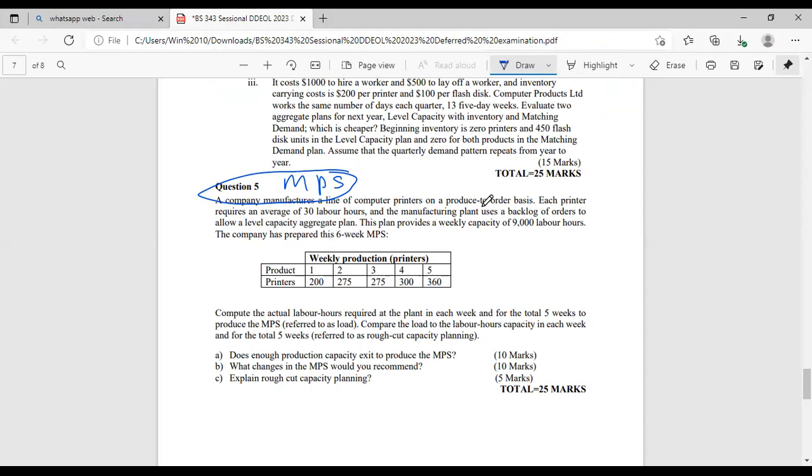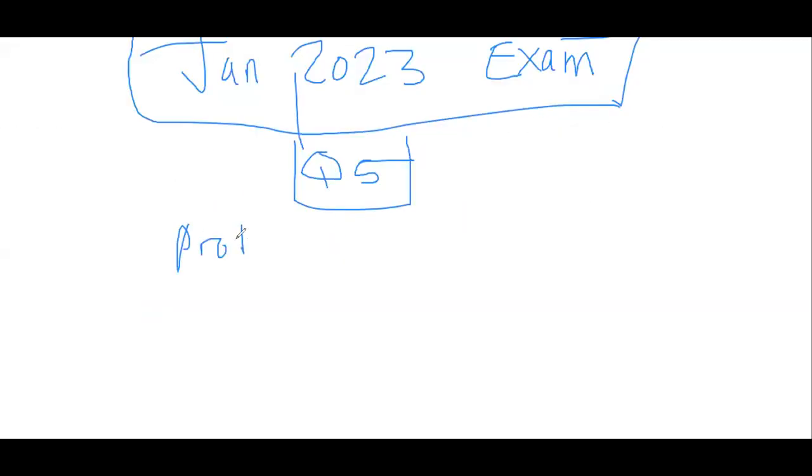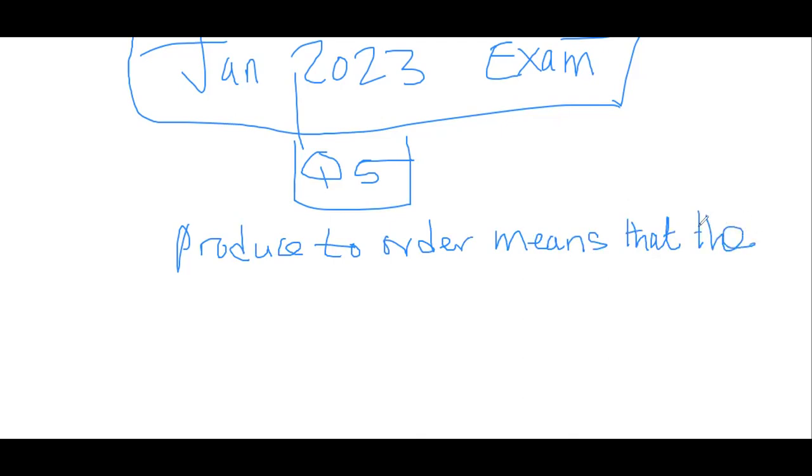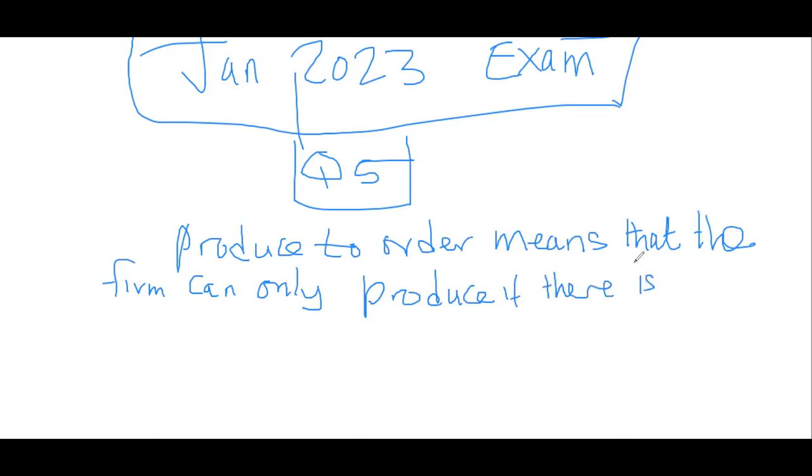Produce to order simply means that the firm can only produce if there is an order. So that's what it means.